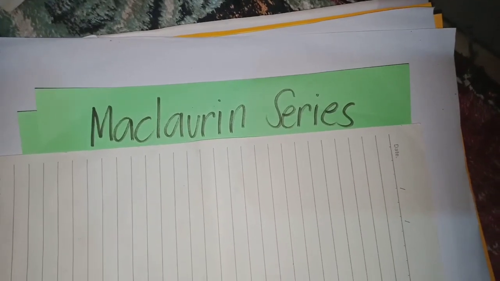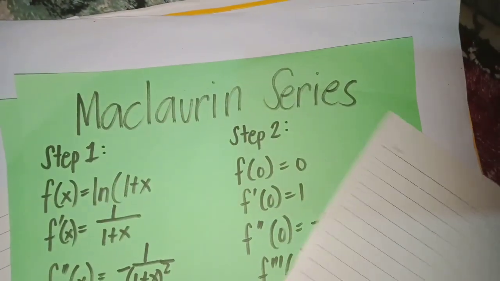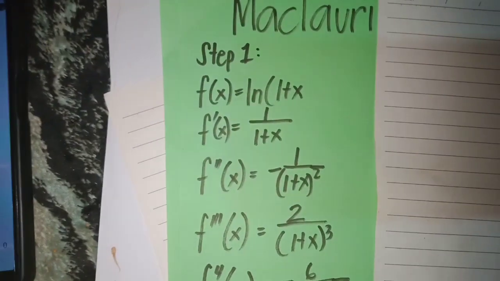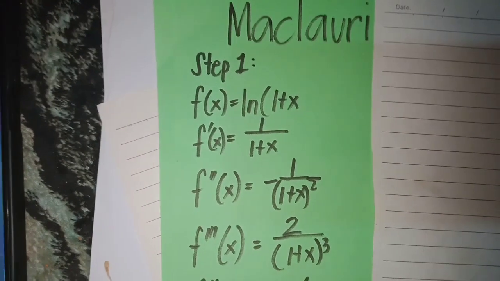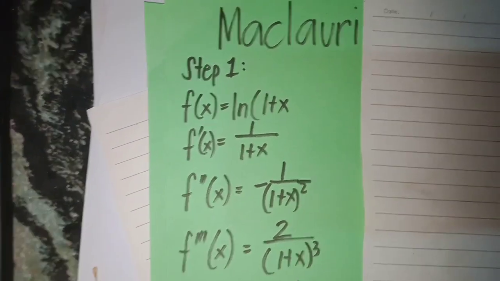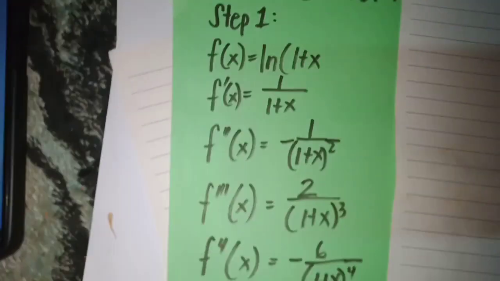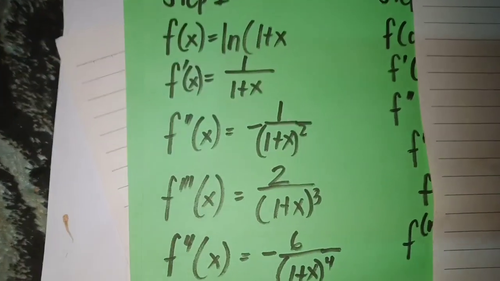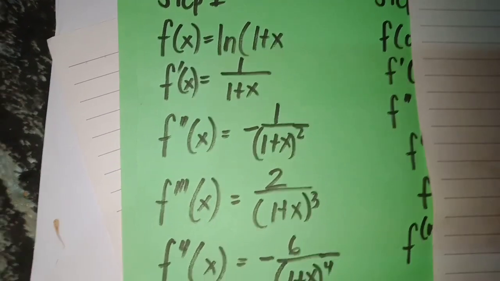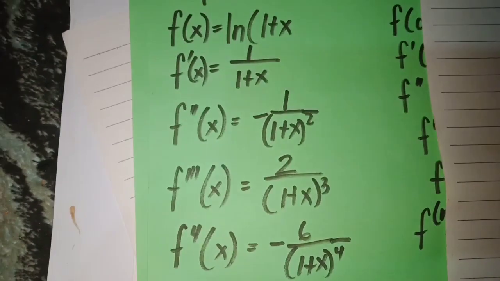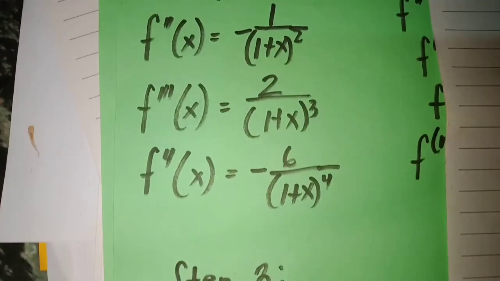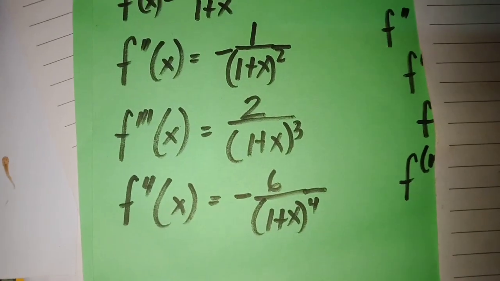Next, we have the Maclaurin series. A Maclaurin series is a special case of the Taylor series that uses 0 as our single point. So, we have here an example. Step 1 for our example: f of x equals ln(1 plus x). Our first derivative is 1 over 1 plus x. Our second derivative is negative 1 over (1 plus x) squared. Our third derivative is 2 over (1 plus x) raised to 3. And our fourth derivative is negative 6 over (1 plus x) raised to 4.